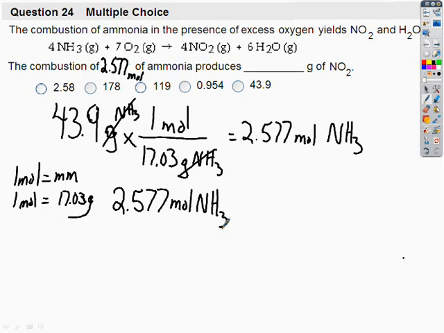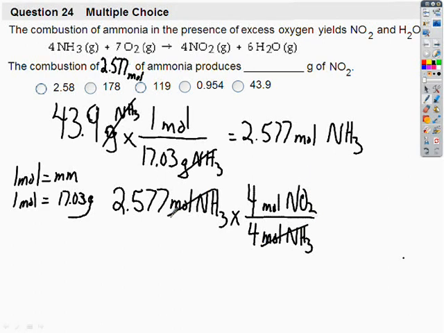So in other words, what's the stoichiometric relationship between NO2 and the ammonia? 4 moles of ammonia is stoichiometrically equivalent to 4 moles of NO2. That cancels really. And we get 2.577 moles of NO2. That's how much NO2 is produced.